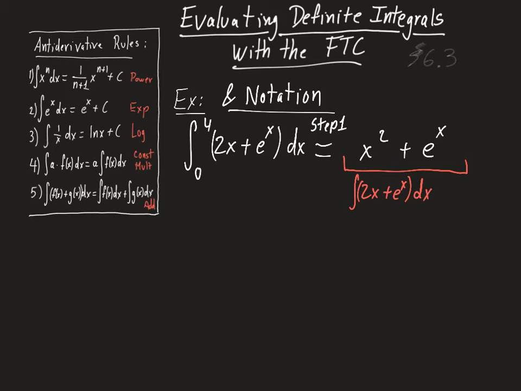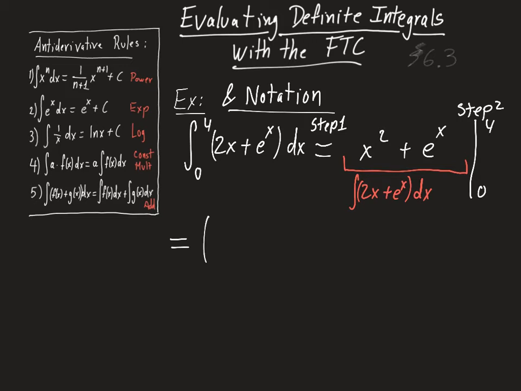And remember that step number 2 is to plug in 4 into this function, and then subtract what you get when you plug in 0 into this function. And here's where the shorthand comes into play. We'd like to put a vertical bar here. At the bottom of the vertical bar, we put a 0, and at the top, we put a 4. All right, what does that mean when I write this vertical bar here?